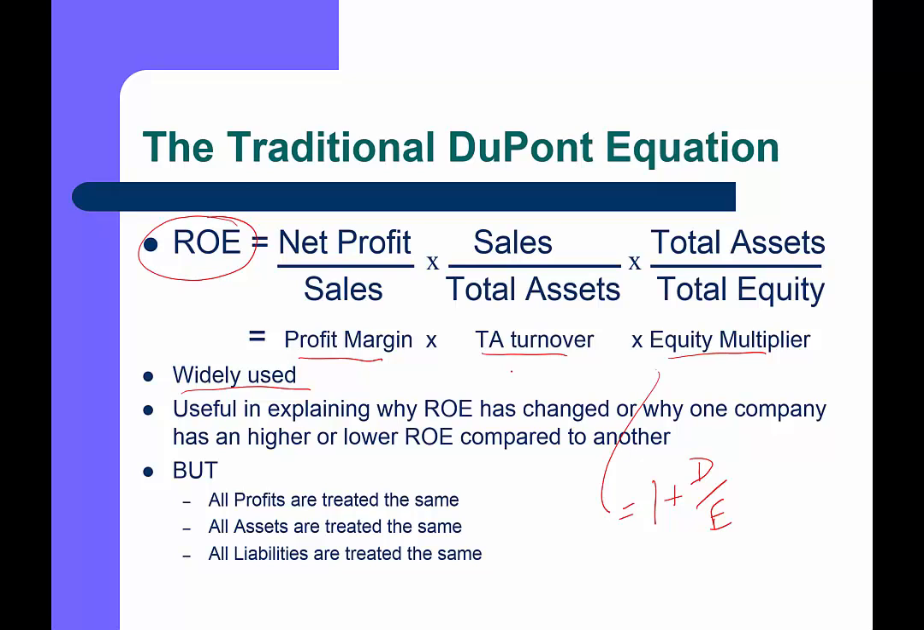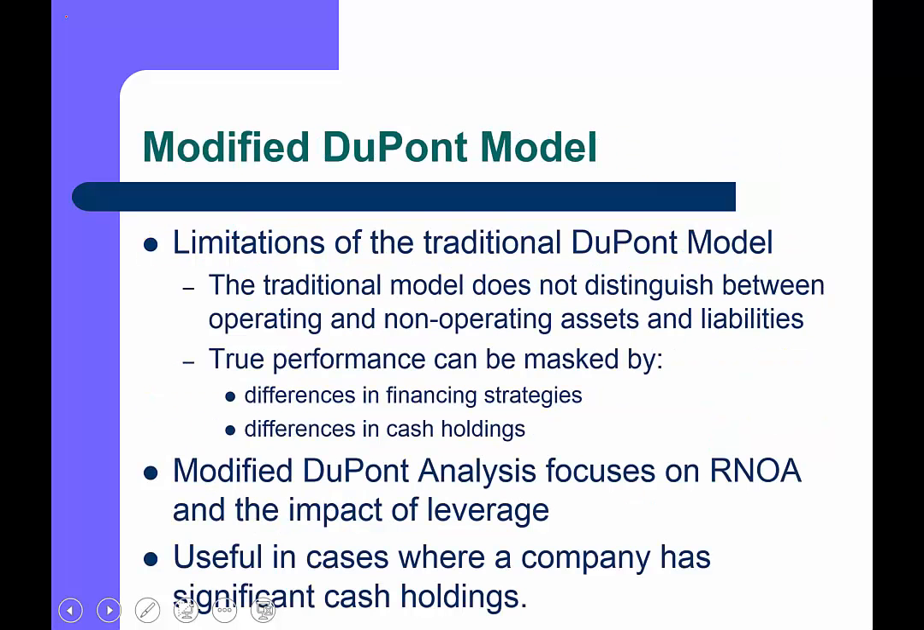There are some problems with it. It's a great tool, but it's a simplistic tool. All profits are treated the same, whether they're core or non-core. All assets are treated the same, whether they're needed in the business or not, and all liabilities are treated the same, whether they're an operating liability or interest-bearing debt. And so we're going to get a little more specific here. The modified version addresses these limitations. The original doesn't distinguish between these characteristics, and as a result, true performance can be masked by differences in financing strategies and particularly cash holdings.